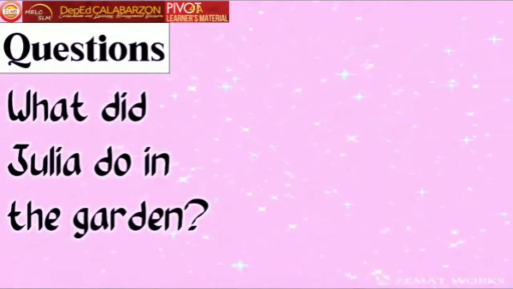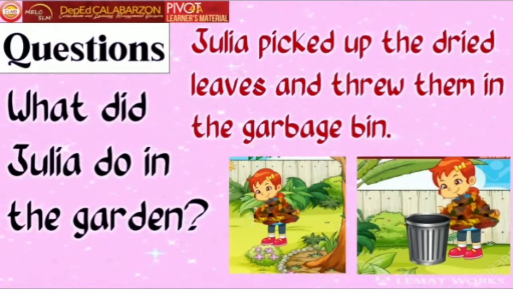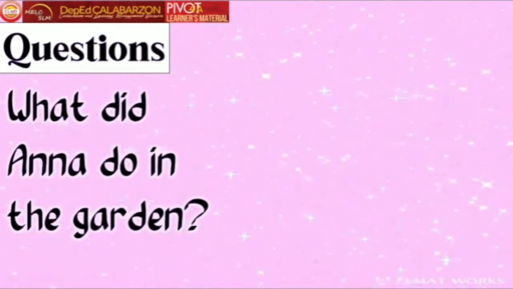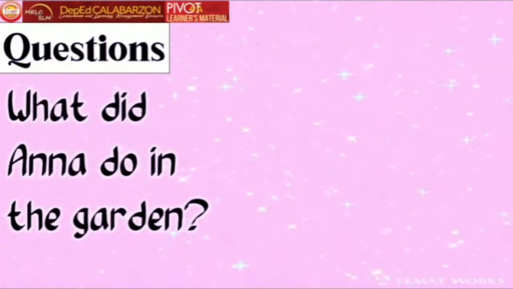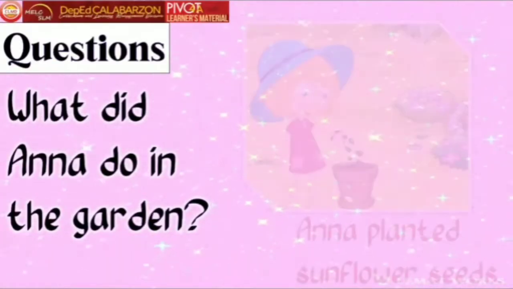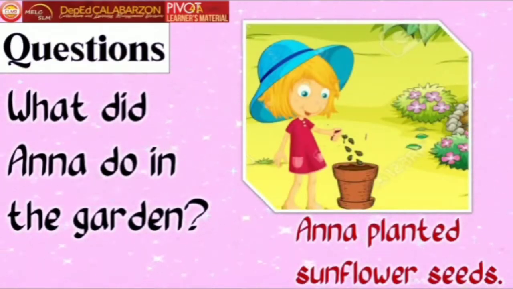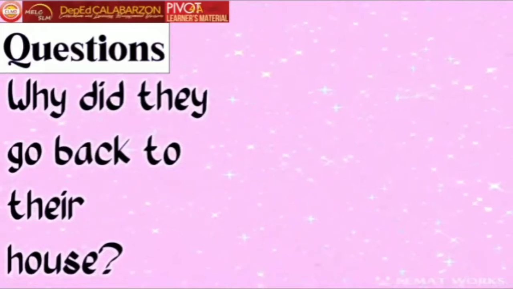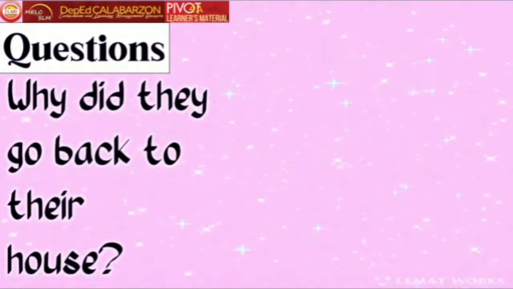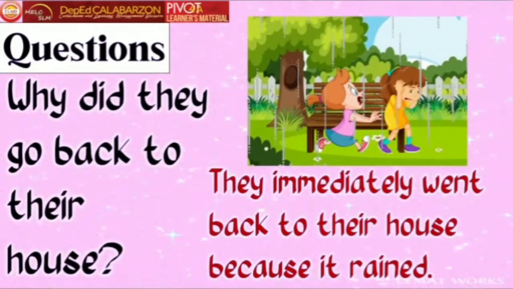Let's see if your answer is correct. Julia picked up the dried leaves and threw them in the garbage bin. Next question. What did Anna do in the garden? Alright, Anna planted sunflower seeds. And for the last question we have, why did they go back to their house? They immediately went back to their house because it rained.